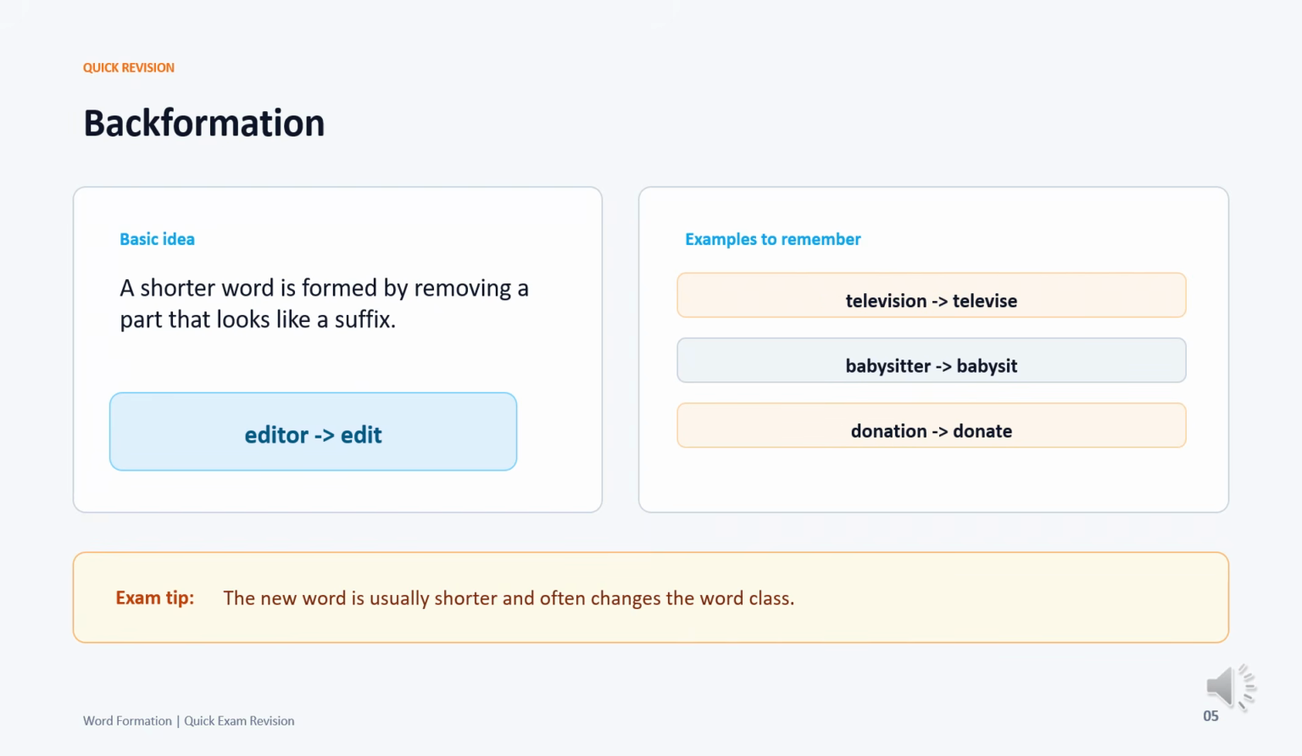Back formation. Now, back formation is slightly tricky, but it is very important. It happens when a shorter word is created by removing a part that people usually think is a suffix. For example, editor gives us edit, television gives us televise, babysitter gives us babysit, donation gives us donate. Very often the new word changes its word class. For example, a noun may give rise to a verb. So remember that back formation usually moves from a longer word to a shorter, newly formed word.